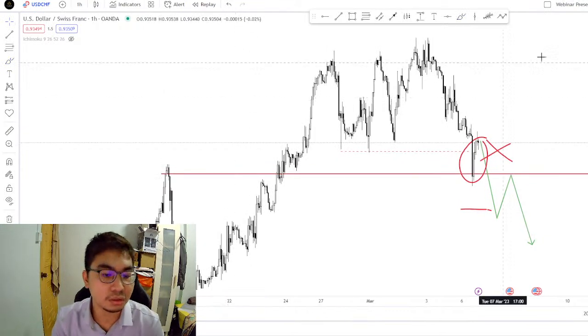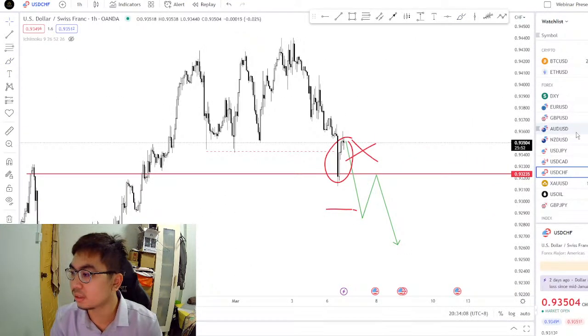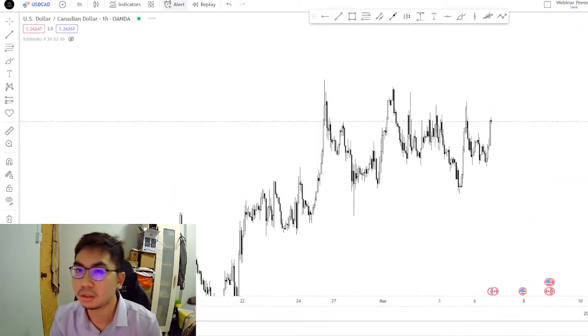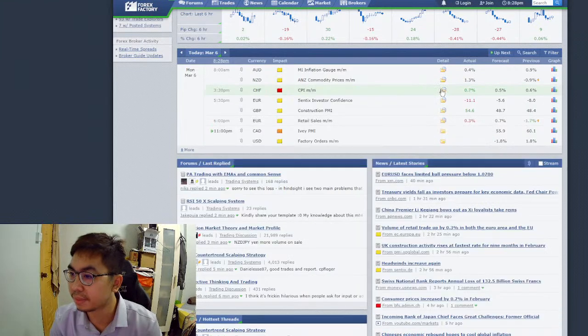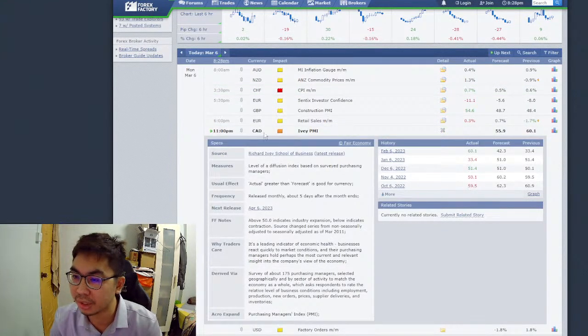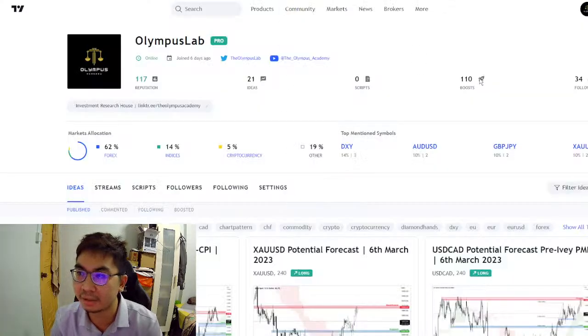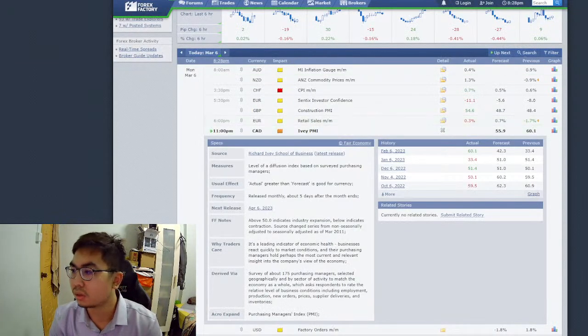Okay, next I'll be going to look at, okay, what's the next one? USD CAD. So USD CAD, the news coming out is expected to be worse than previous. That's why price is very, very bullish on USD CAD. So previous 60.1, expected forecast 55.9.